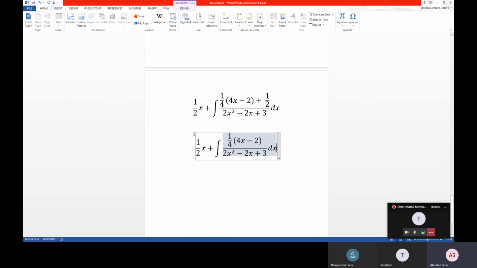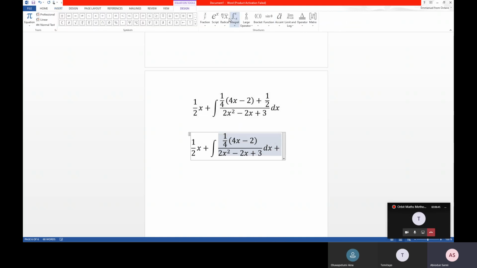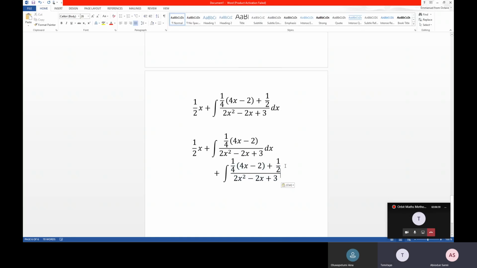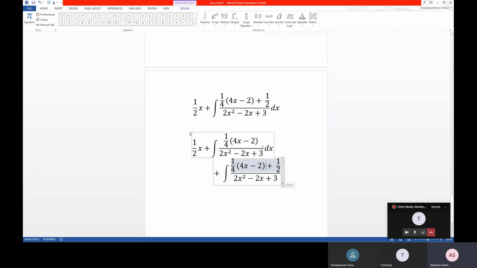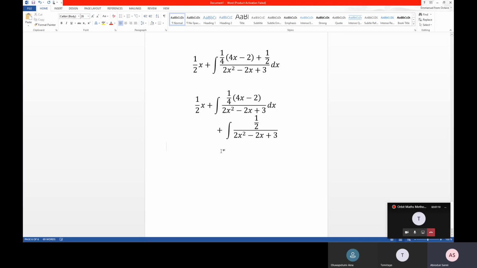I'll now say dx plus, let me just insert equation, plus this. Let me see whether I can copy this. Plus this. Plus, then I'll remove this part. Plus this. Plus half times this. Do you understand to this place? Yes.